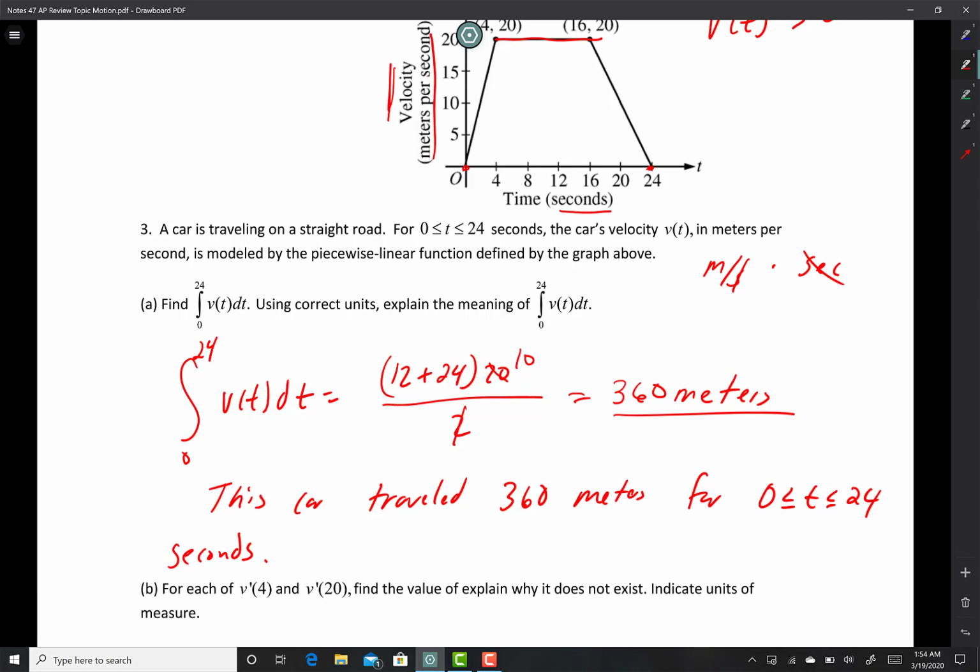And there it is. I guess you could also say between t equals 0 and t equals 24, the car traveled 360 meters. This one I think is okay. I think you can write better statements.